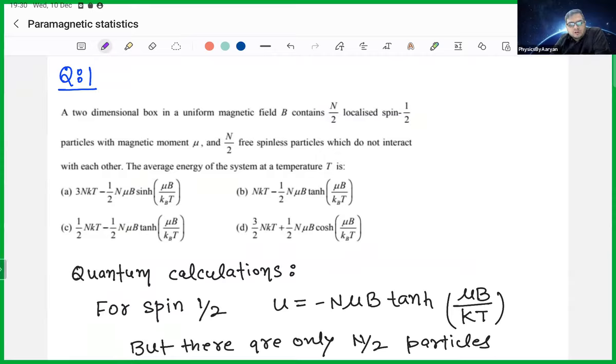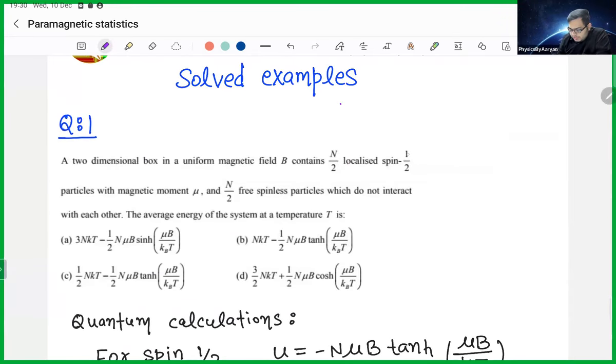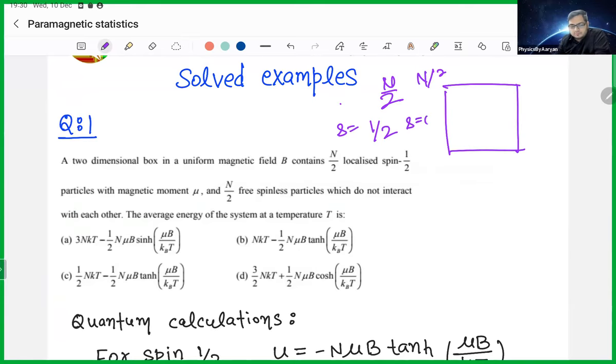So we have a two-dimensional box in a uniform magnetic field B. Listen to me very carefully, we will do the question very systematically. A two-dimensional box in a uniform magnetic field B contains N by 2 localized spin half particles with magnetic moment mu, and N by 2 spinless particles which do not interact with each other. So in my sample, there are N by 2 spin half particles and N by 2 zero spin particles.